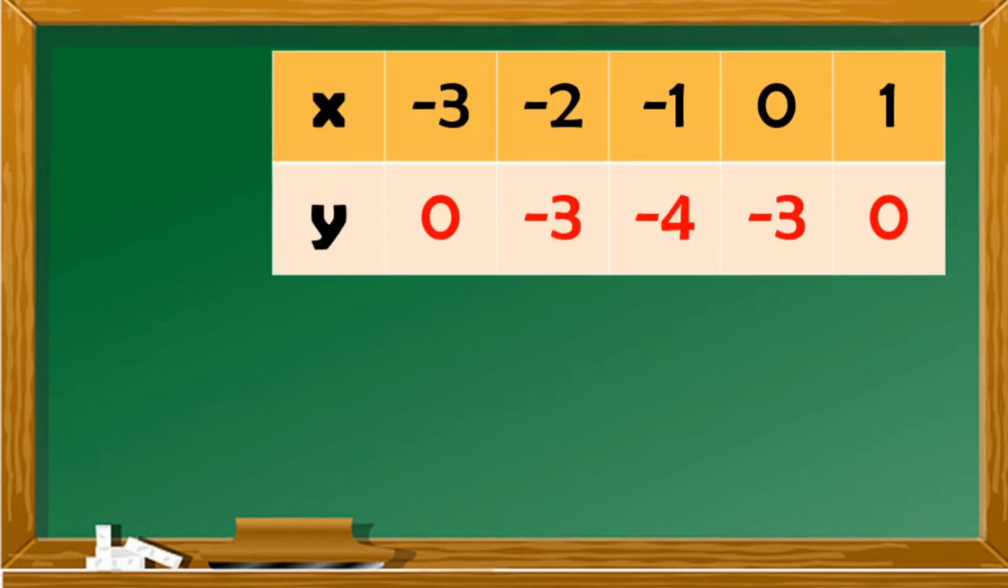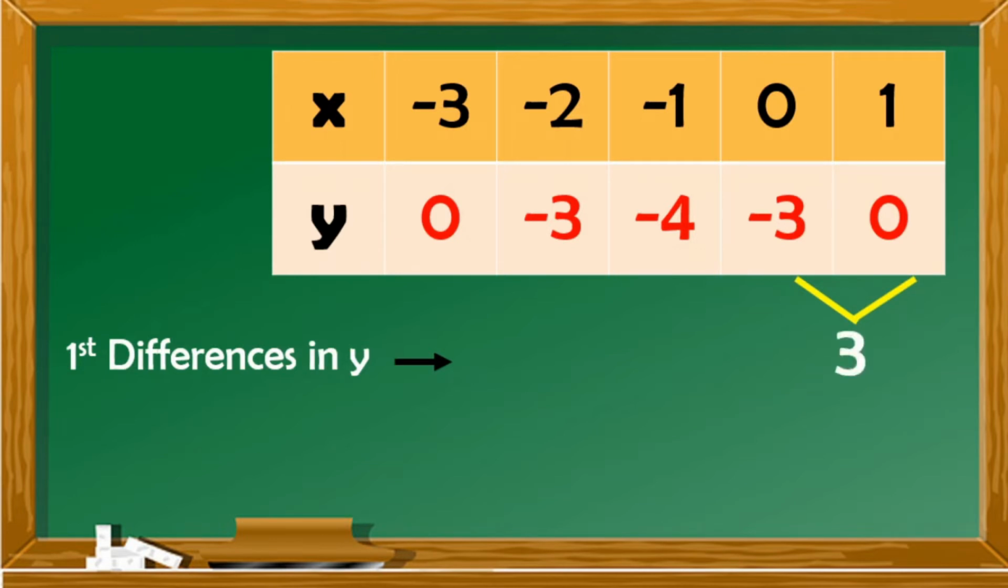So let's take a look at the values of y in our table. We are going to get the first differences in y from right to left. Let's start with 0 minus negative 3, and that is equal to positive 3. Negative 3 minus negative 4, that is equal to positive 1. Negative 4 minus negative 3, that is equal to negative 1. And negative 3 minus 0, that is equal to negative 3. Let's take a look at their differences. What can you say? Yes, they are not equal.